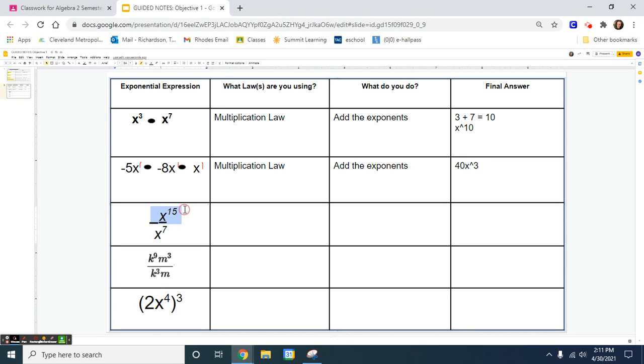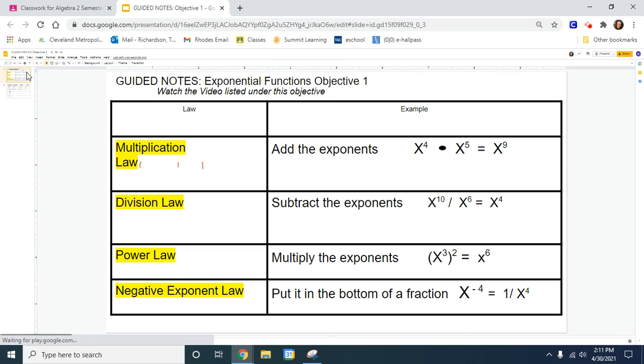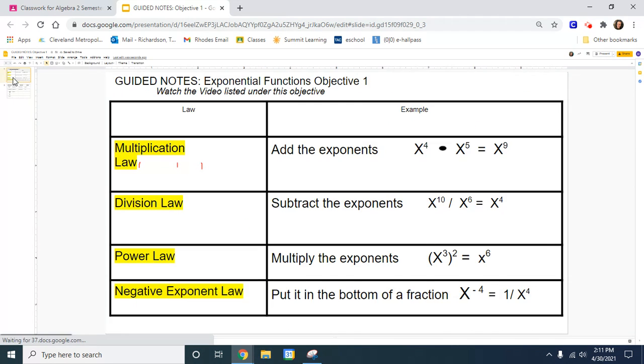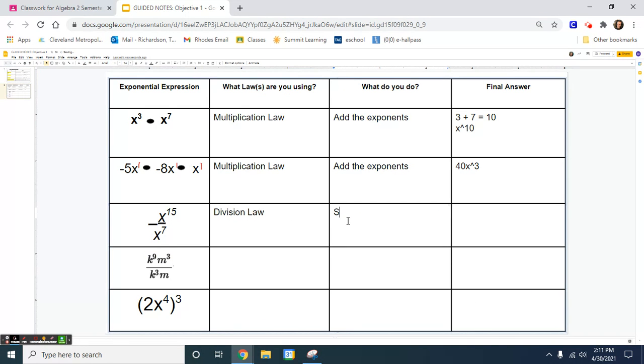Next problem, x to the 15th divided by x to the 7th. The only thing I said there was divided by, so that means I'm using the division law. So I will put here division law. What do you do during the division law? You subtract the exponents. And the main thing here is always do top minus bottom. So I'm going to do 15 minus 7, which is 8. My final answer is x to the 8th.